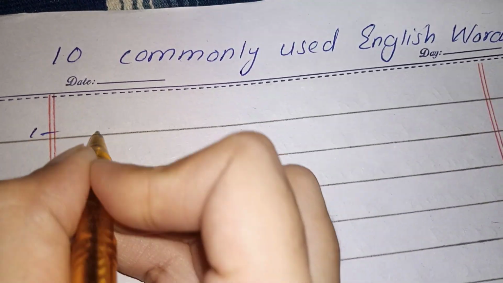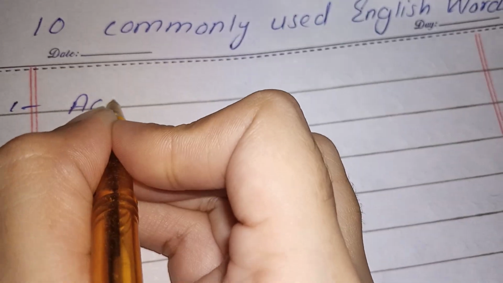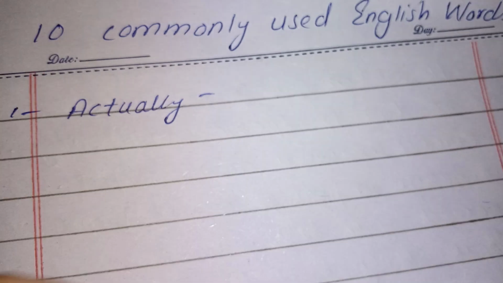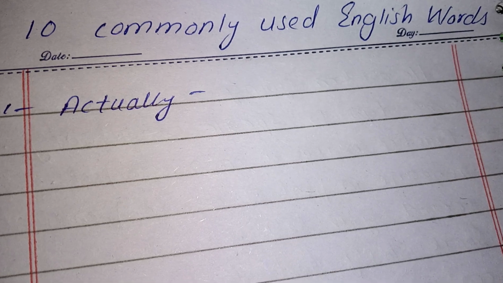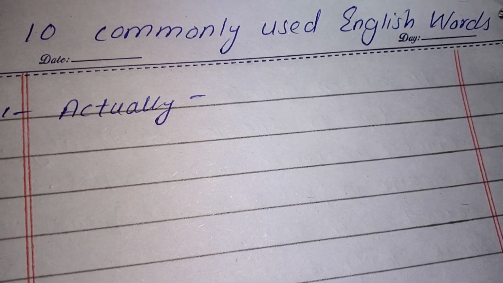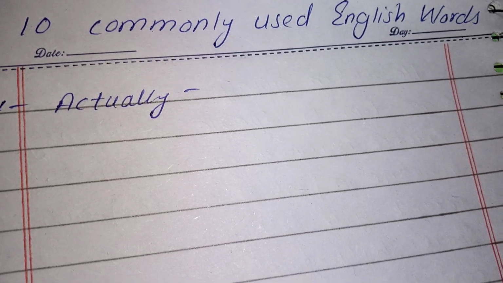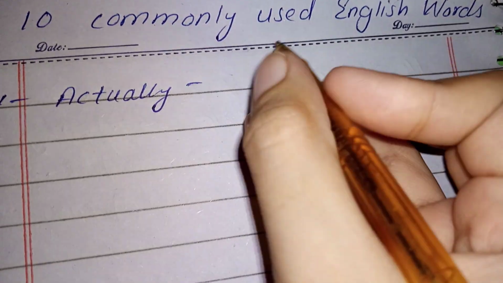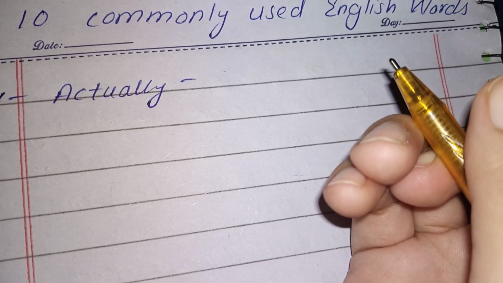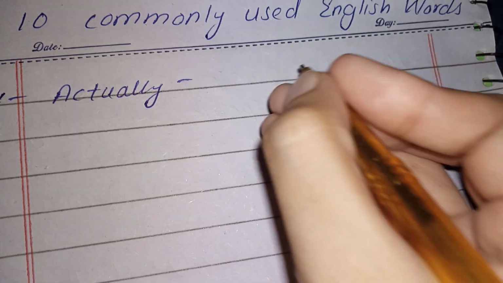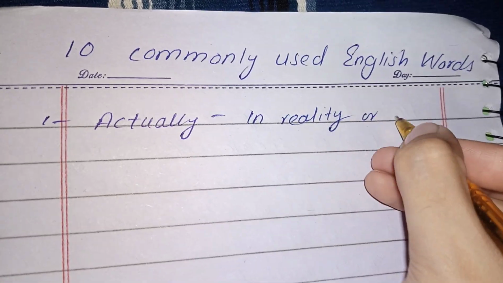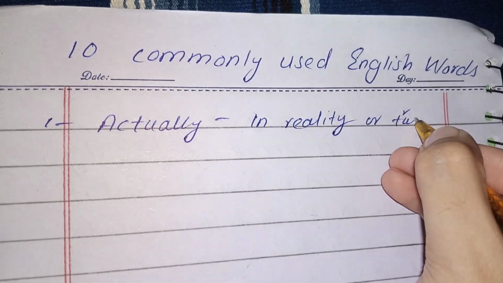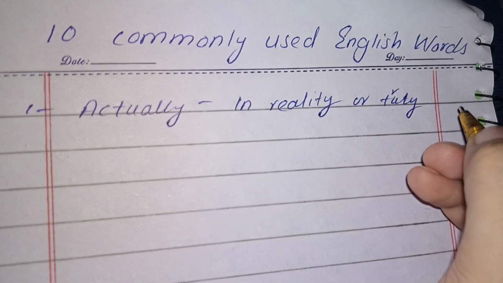The first word is actually. This means in reality or in truth, when you are trying to convince someone or trying to make someone believe that you are talking true. For example, actually I was very busy. When you're trying to explain to someone, it means in reality or truly.